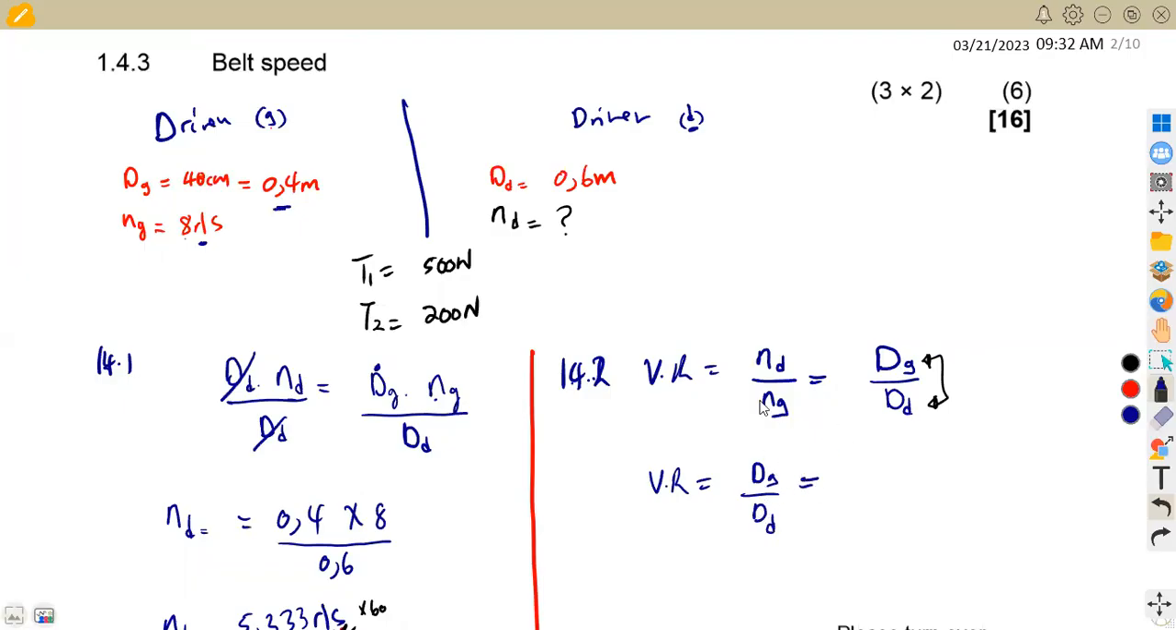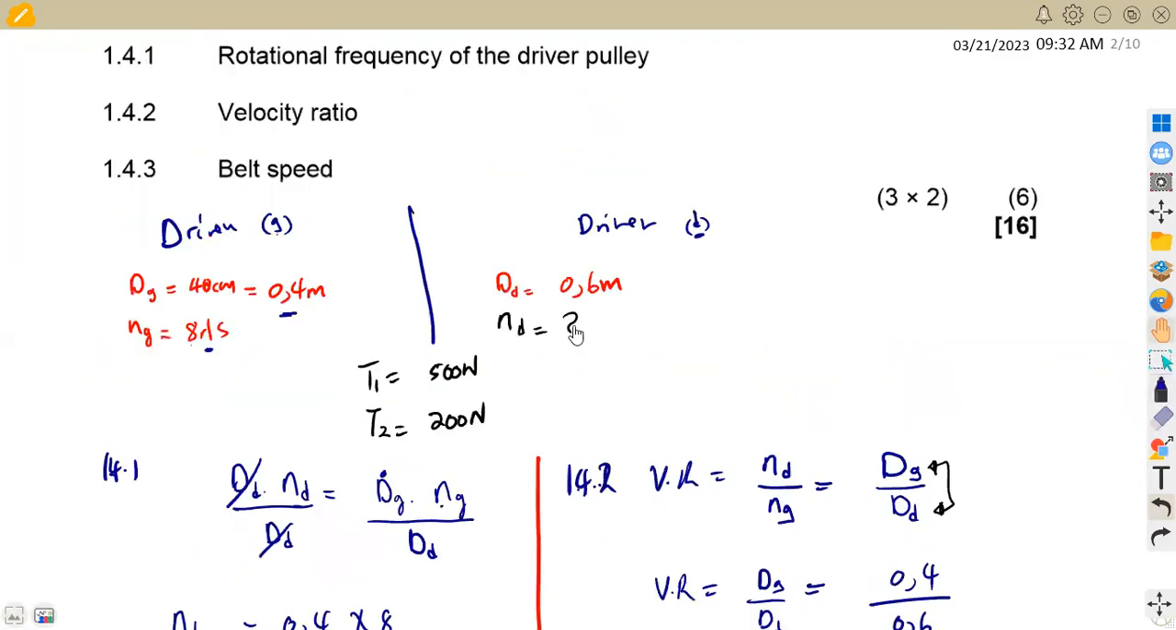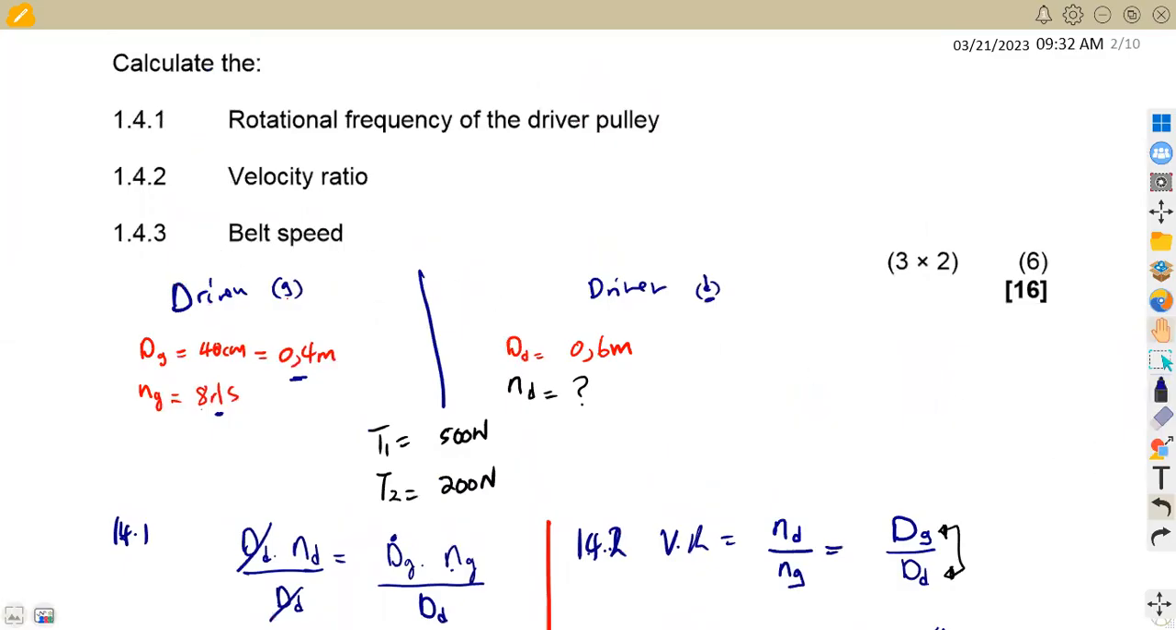All right, so the diameter of the driven, which is 0.4, divided by the diameter of the driver, which is 0.6, is going to give us 2/3 as our velocity ratio. All right. Then we have the belt speed, which is v.